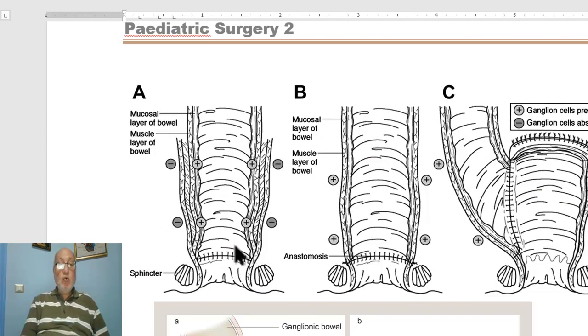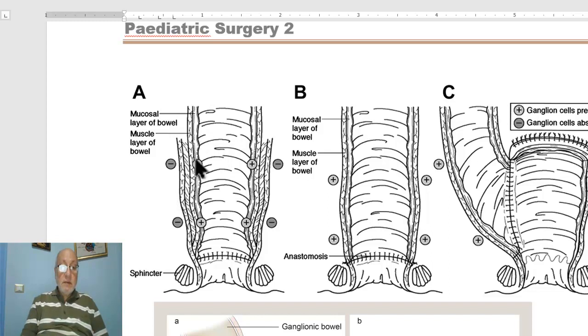In this operation, the mucosa of the rectum is stripped from the underlying muscle layer. Here, this is the rectum. We remove the mucosa lining the rectum. Then the normal innervated bowel, the ganglionic area proved by biopsy, is brought through the rectal part, the rectal cuff. This is the rectal cuff after removal of the mucosa.